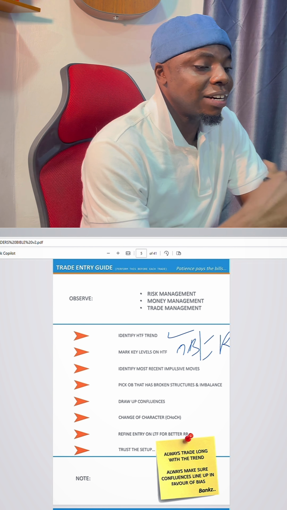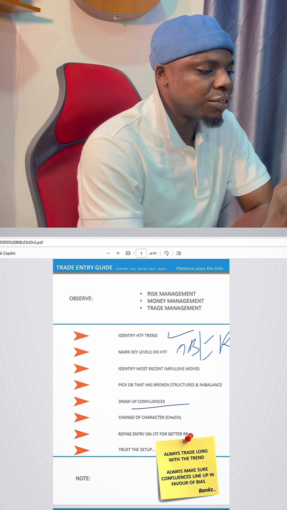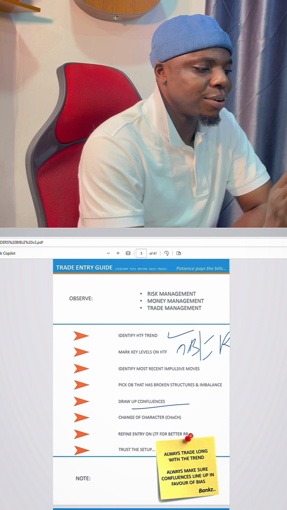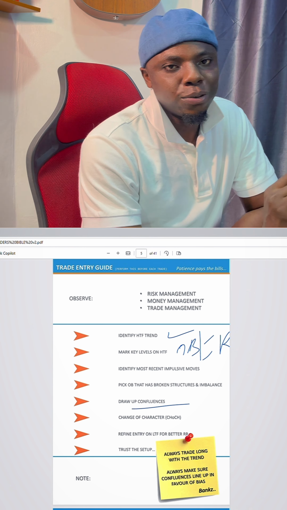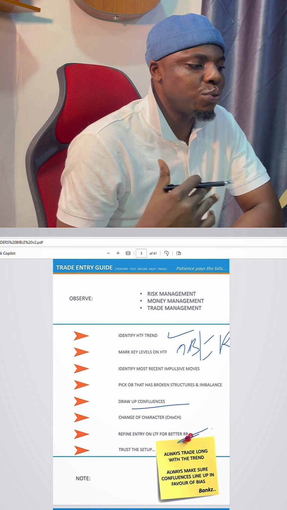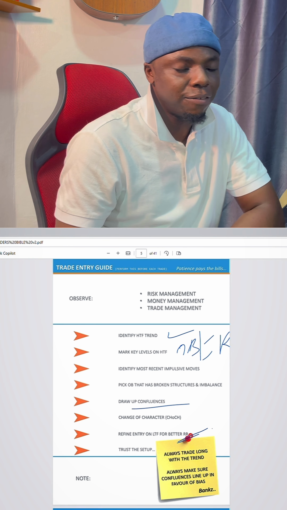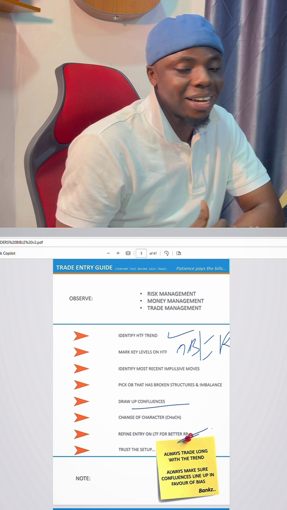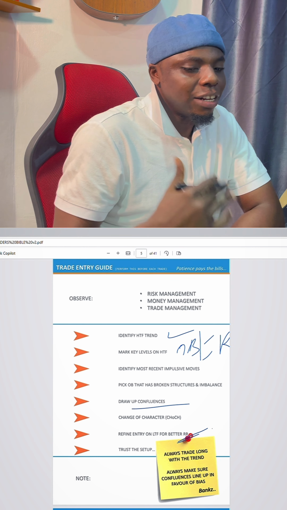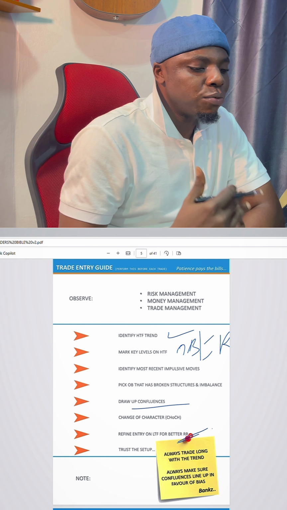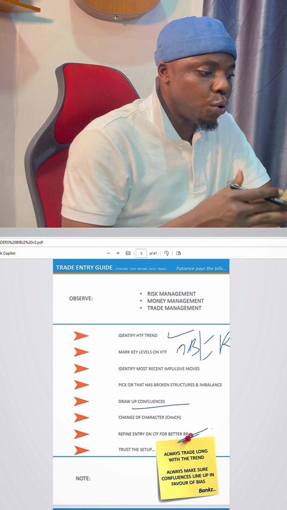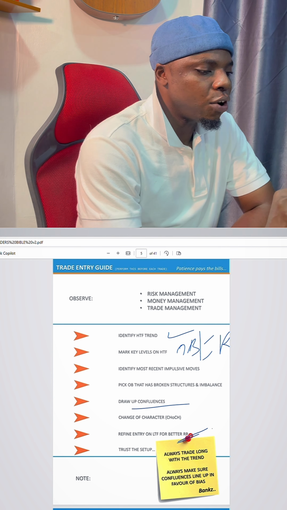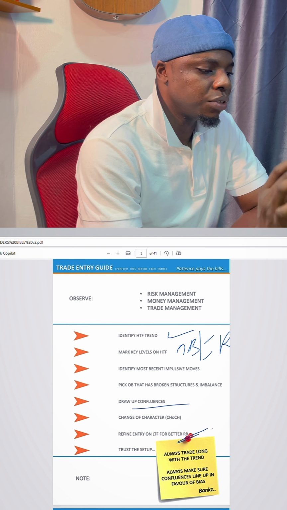Now, change of character, that's your entry condition. Refine entry on a lower time frame for a better risk reward ratio. That is what this RRR simply means. And trust your setup. You have to trust what you are doing in the market. You have to trust yourself. Because some people place a trade and they are scared to trade. It's not because they are just being scared. Once you run your back testing and you have your data, you should be able to trust your setup. Here I stated that you should always trade along with the trend.